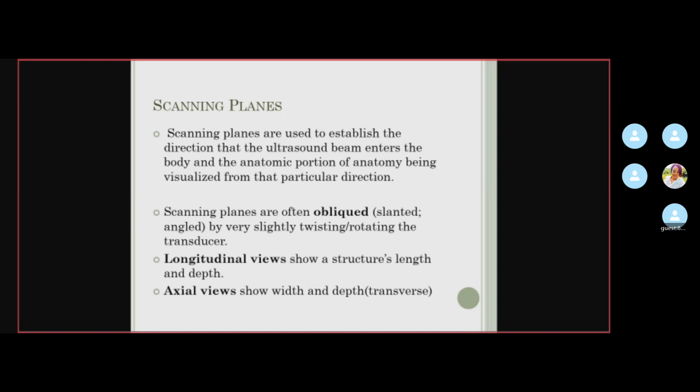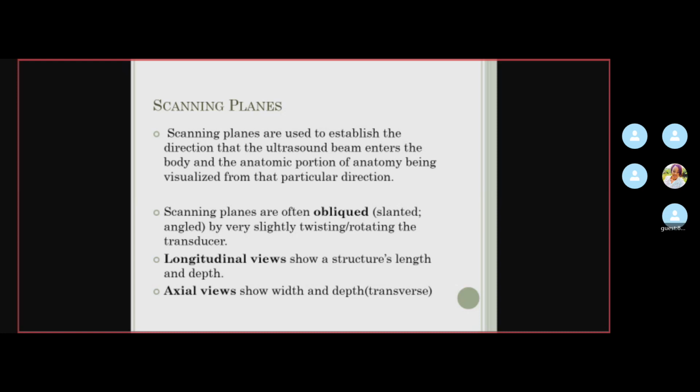Scanning planes are used to establish the direction that the ultrasound beam will enter the body and the anatomical portion of the anatomy being visualized from that particular direction. So mostly our probe will be kept in the longitudinal or the transverse position. But since our organs are located differently, like our pancreas, which is located underneath, we have to tilt the probe. That will give us an oblique plane, which is slightly twisting or rotating the transducer.